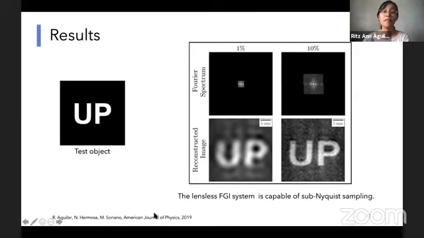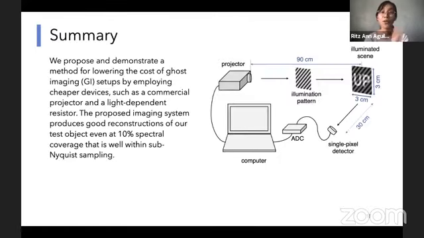The results have been published just last year in the American Journal of Physics. My co-authors here are Doctors Nathaniel Hermosa and Maricor Soriano. To summarize that part, we proposed and demonstrated a method for lowering the cost of computational ghost imaging setups by employing cheaper devices such as a commercial projector and a light dependent resistor. The proposed imaging system produces good reconstructions of the test object even at 10% spectral coverage, which is well below sub-Nyquist sampling.